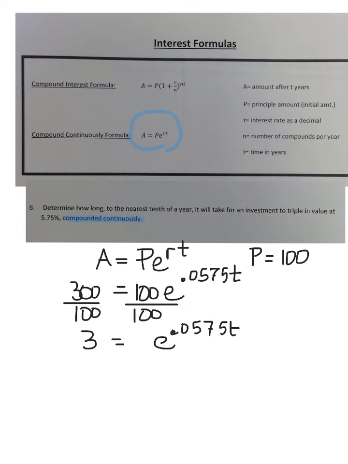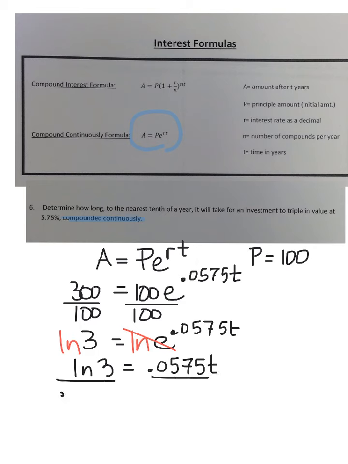Okay, now remember what we did on the last one. How do we find out what this is? How do we get that down? Okay, and remember when we have an e, we always ln, because that will cancel out the ln of e. The ln of e becomes 1. Okay, so we've got the ln of 3 equals 0.0575 times t, and then we just divide out the 0.0575. And the rest is calculator work.